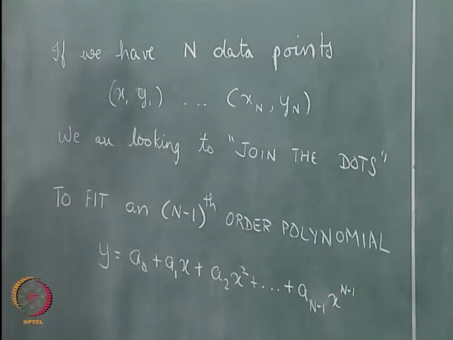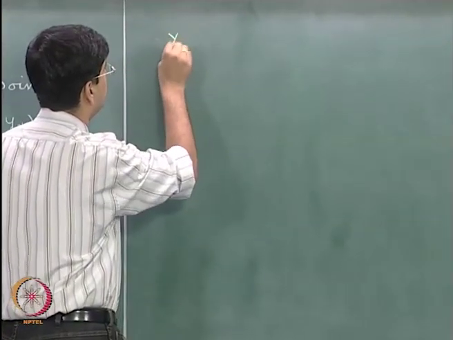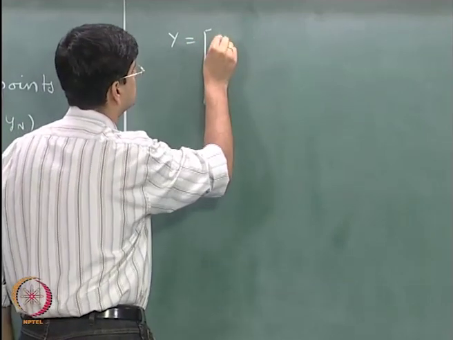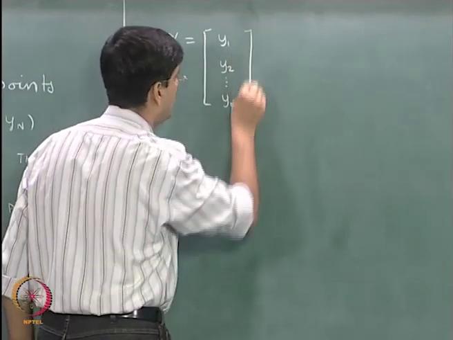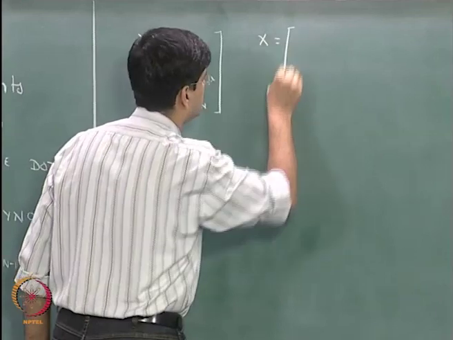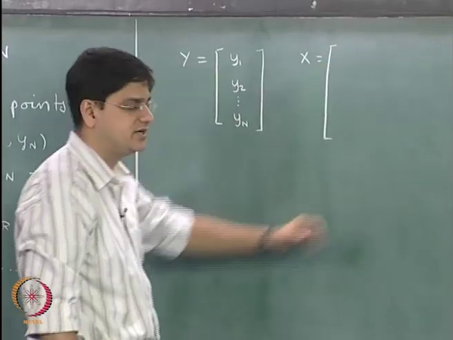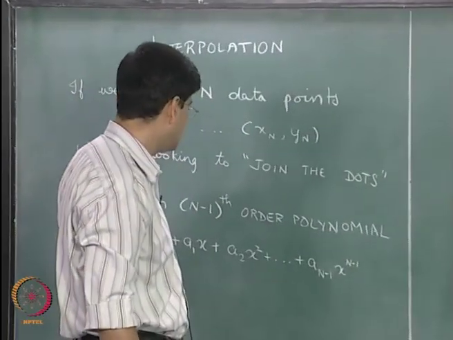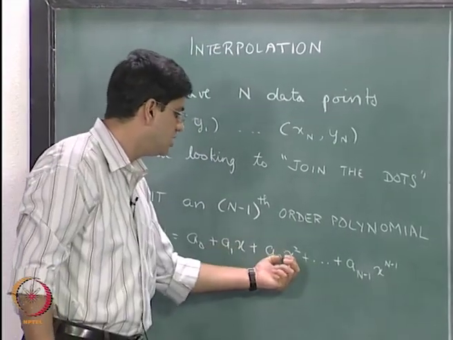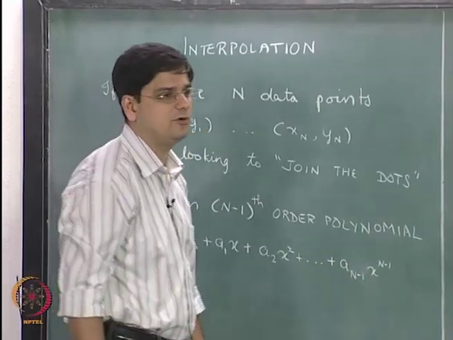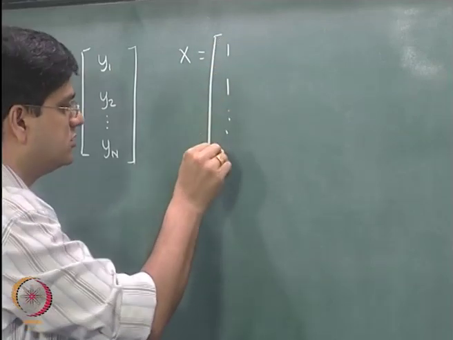And as we had done before, we will write our y matrix as nothing but y1, y2 and so on up to yn. Our x matrix, if you recall, the first column of the x matrix was 1, 1, 1 repeated n times, that corresponded to a0. Then we would have x1, x2 up to xn which correspond to a1, and so on up to x1 to the power n minus 1 up to xn to the power n minus 1. So this is how we will write it.